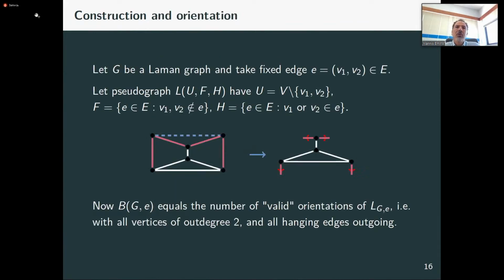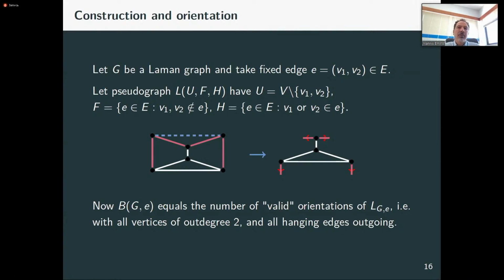So this is an example where we fix the dashed edge, and then what we do, we remove it. And then when we remove these vertices, we end up with hanging edges that point to the fixed vertices. So this is the definition of the first pseudograph in my elimination process. They point downwards, they could be pointing upwards. This is what we get after removing the fixed edge.